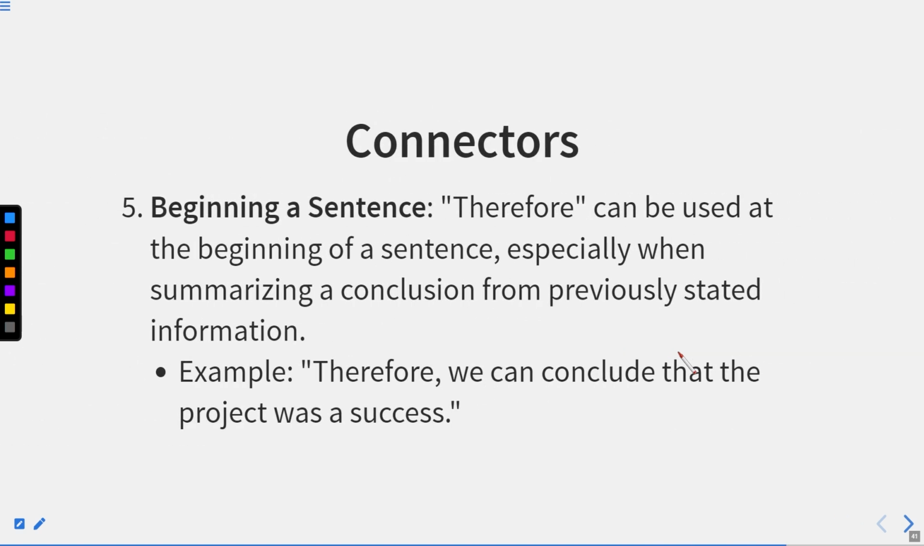Beginning of a sentence. Therefore can be used at the beginning of a sentence, especially when summarizing a conclusion from previously stated information. Now, this word can begin the sentence as well, but that is not actually the beginning of the entire paragraph, because it shows that something has been previously stated. Therefore, we can conclude that the project was a success. It means something has been there before it, which shows the reason due to which we can conclude that the project was a success.